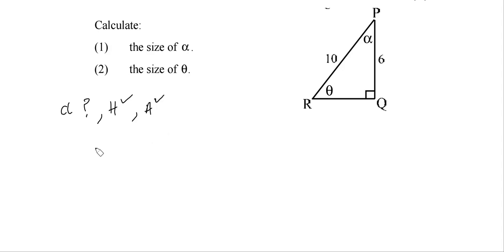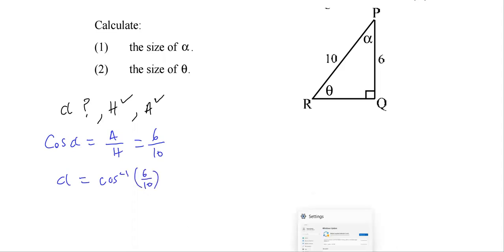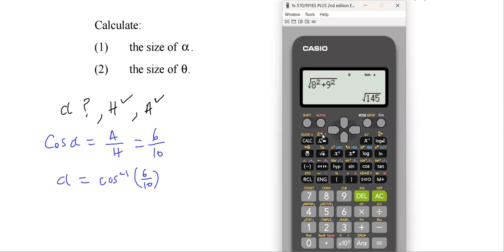So here we're looking for cos alpha. So which one uses adjacent and hypotenuse is going to be cos. So here we know that cos alpha is going to be equals to adjacent over hypotenuse, which is going to be equals to 6 over 10. Then here our alpha there is going to be equals to arc cos of 6 over 10. And then here, what do we find there? We will say, okay, shift cos 6 over 10. And what do we get there? We get 53,13.